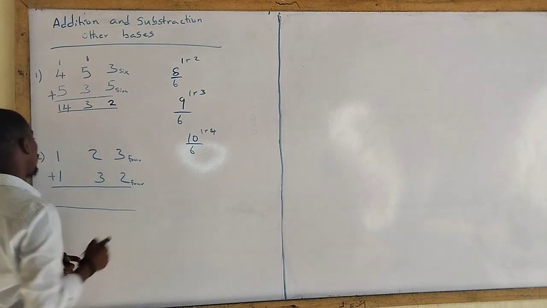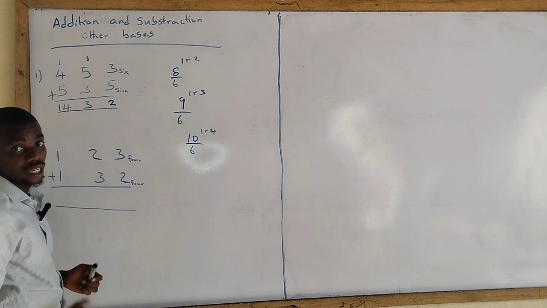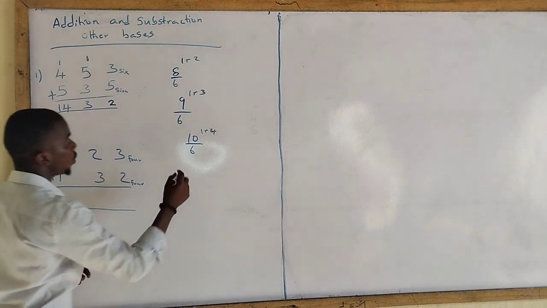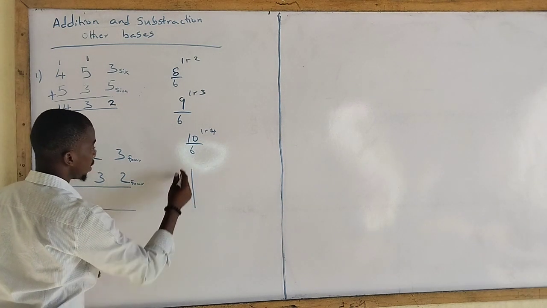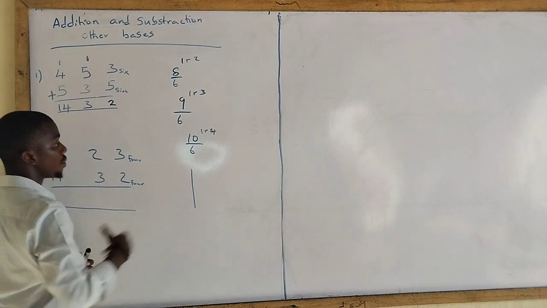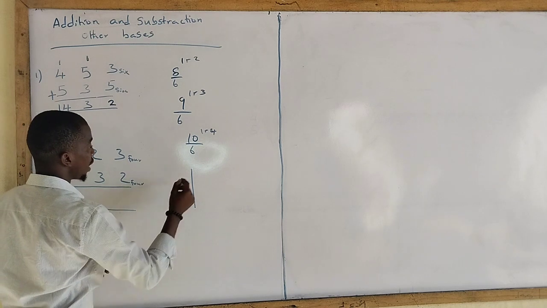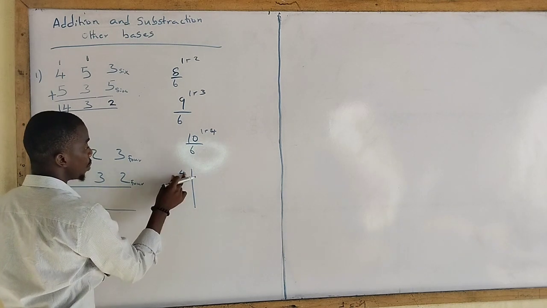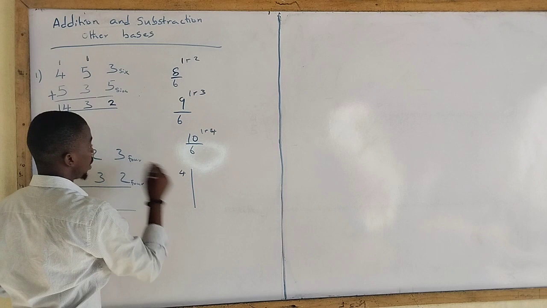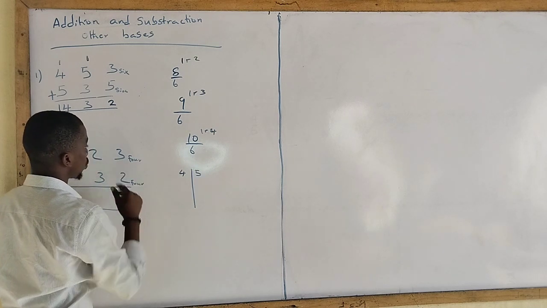So I told you that in the second question we are going to use the long tabular division method. This is the method we always use to convert a number from base 10 to any other base. So we say 4, we write the base we are converting to here, and we put it was equal to 5. 3 plus 2 was equal to 5.